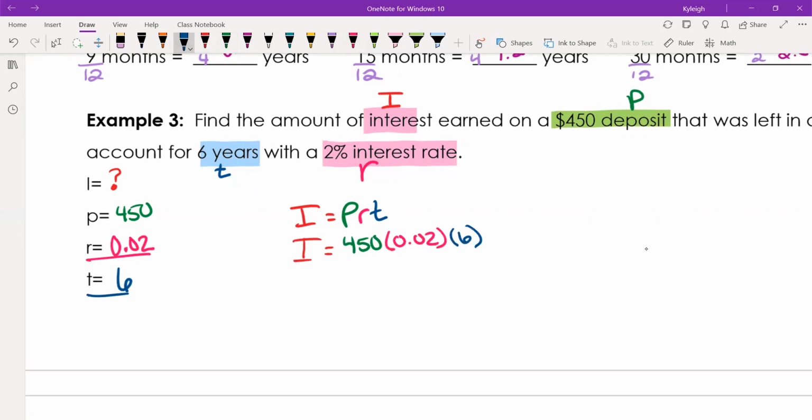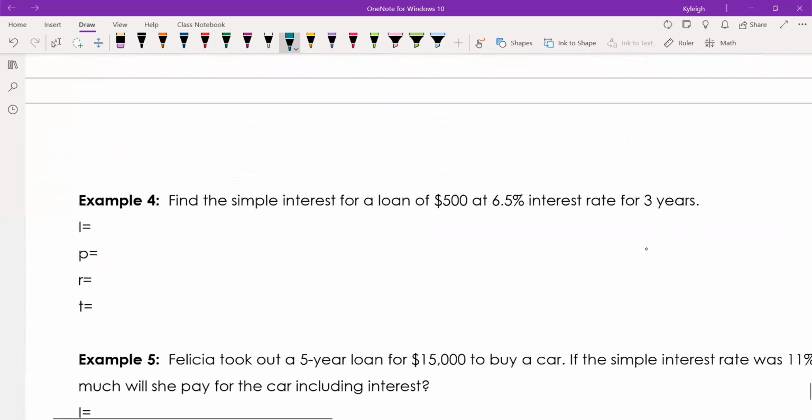All right, now plug that whole thing right into your calculator. So just plug that in. So do 450 times 0.02 times 6. And what do you get when you do that? Your interest is then 54. And remember, we want to label, and it is a dollar amount. We're making $54 in 6 years on that $450. All right, let's try the next one.